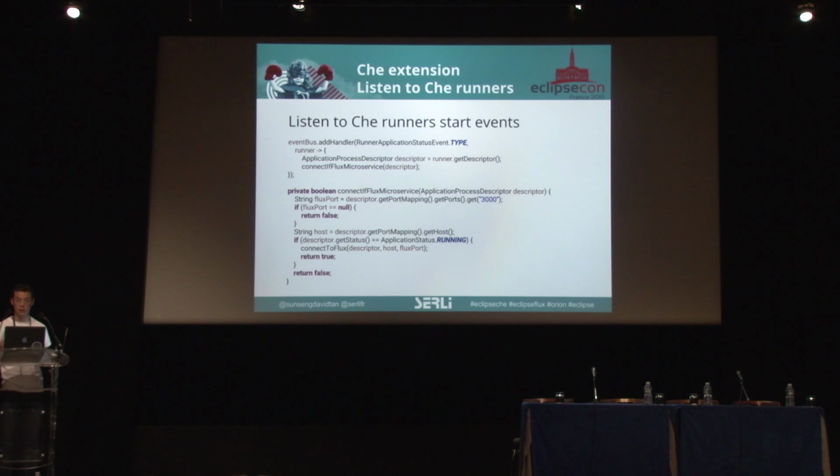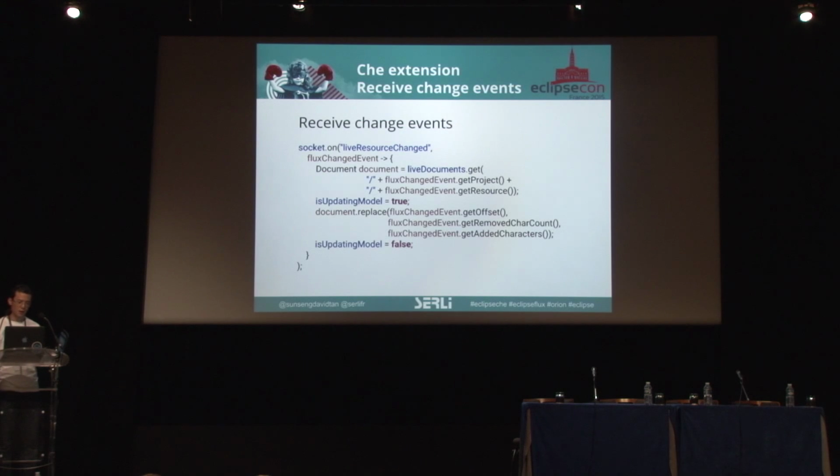In this case, I'm checking if any Flux server, any Che Docker runner, has been started. I'm checking the exposed port. So I just suppose that 3000 is normally a Flux. And then I connect into Flux, calling the method that has been displayed previously.